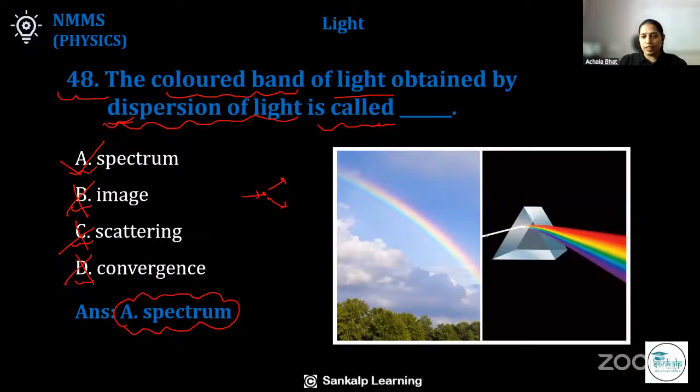Like this. See, when white light passes through this prism, seven colors are obtained. This is called spectrum. And rainbow is example of natural continuous spectrum.